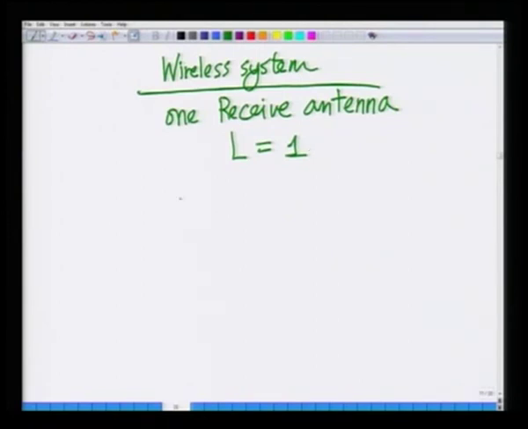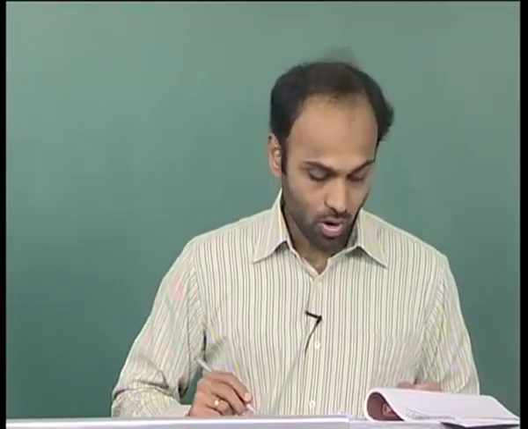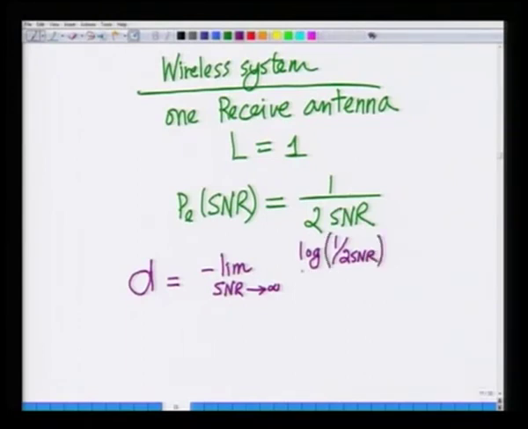We saw the probability of bit error or the bit error rate as a function of SNR. We saw that PE of SNR is nothing but 1 over twice SNR. We saw that the bit error rate decreases as 1 over twice SNR. Now, let us employ our diversity order definition. Hence, the diversity order D is given as minus limit SNR tending to infinity of log of PE, that is log of 1 over twice SNR, divided by log of SNR.